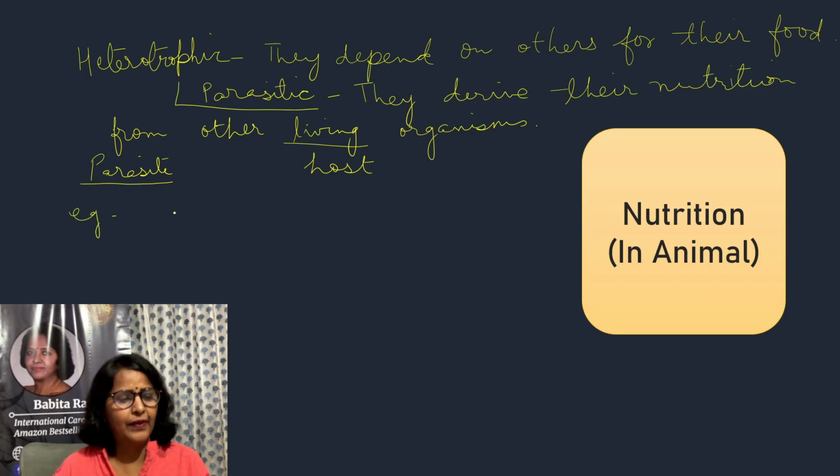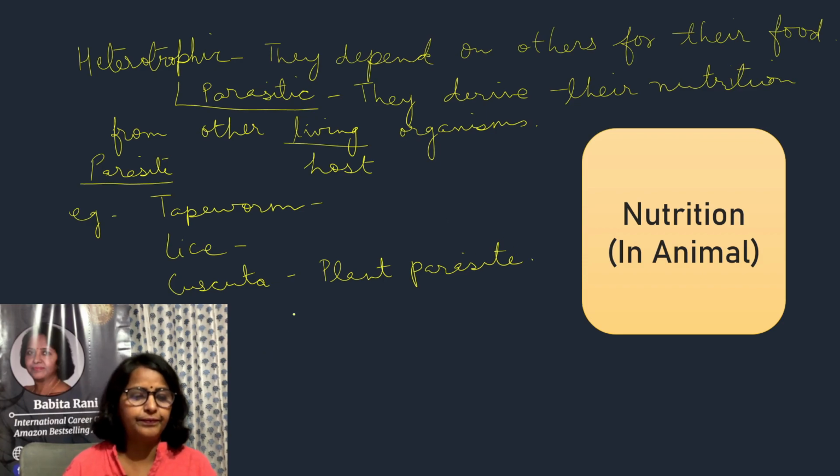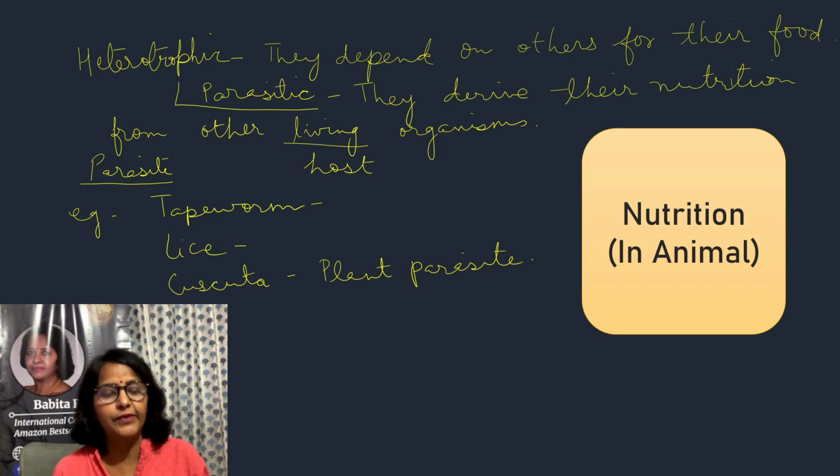Example is tapeworm in the intestine of human beings. Lice, this lives inside the body. Lice lives outside the body is another example. These two are present in human beings. We have one example, Cuscuta. This is a plant parasite, also known as amar bale. So parasitic nutrition is a mode of nutrition where organisms derive their nutrition from other living organisms. They may harm the organism in the process.